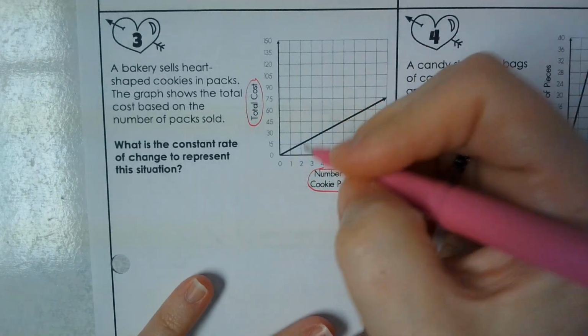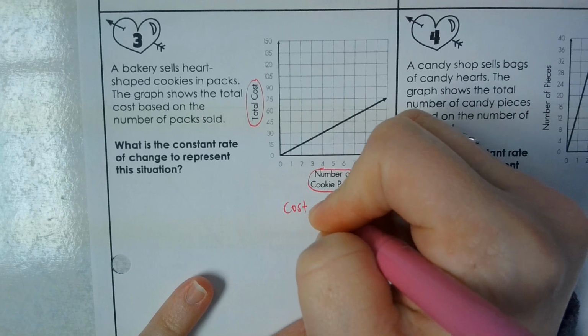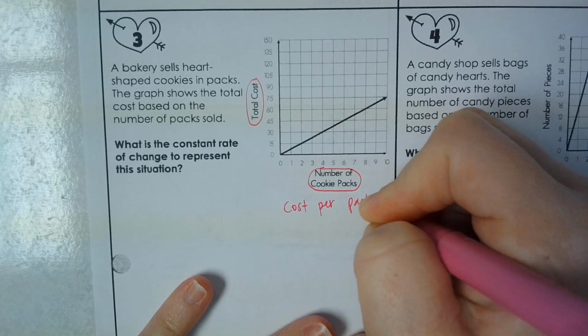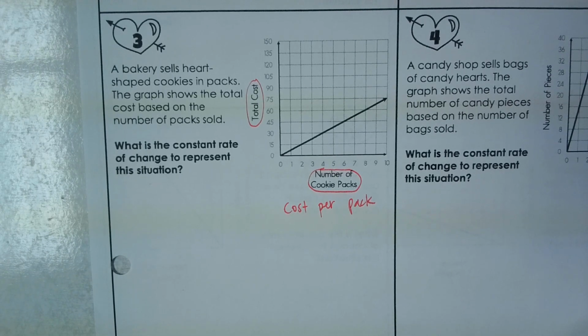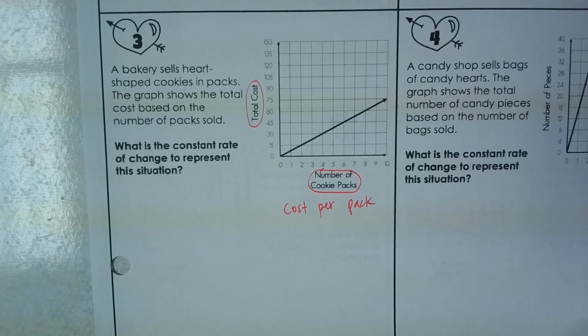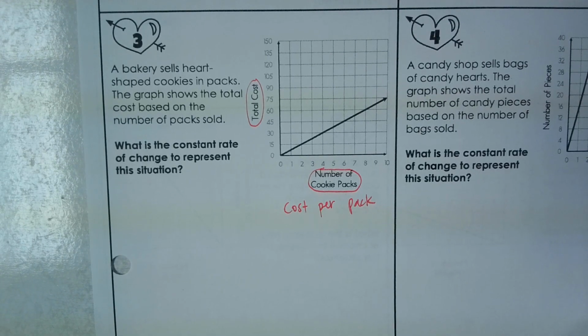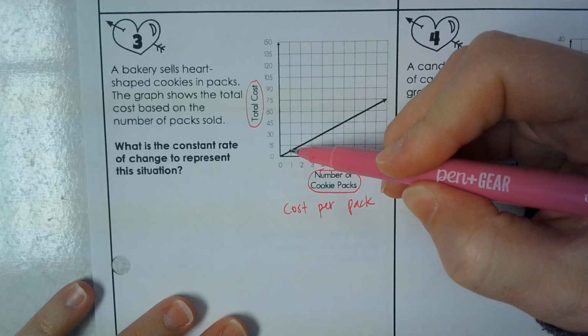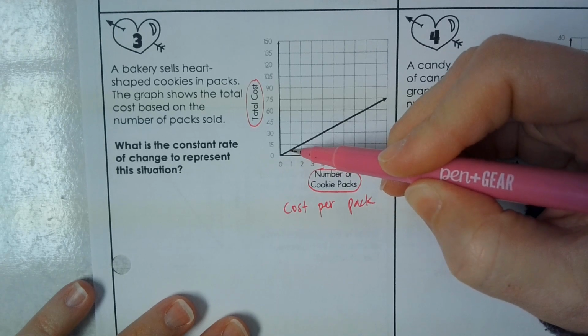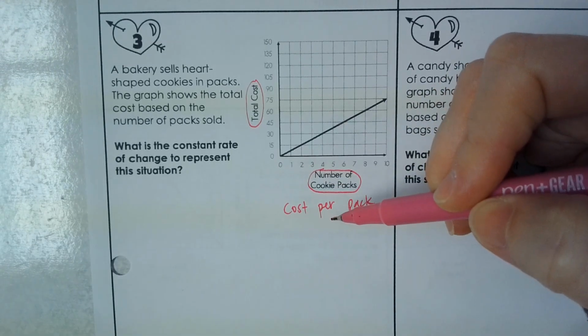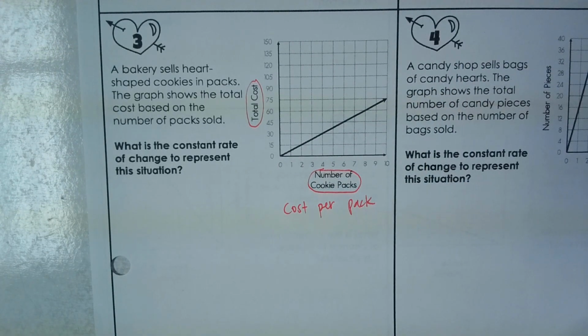So here we are finding the cost per cookie pack, right? And like earlier, we could see exactly how much one box of chocolate cost. But here, can you see how much one pack of cookies cost? No, because the line goes straight, and I don't know exactly where that is. Does that make sense? So I can't just look at it to find the unit rate in this case. In this case, you have to do rise over run. Okay? There's no other choice.